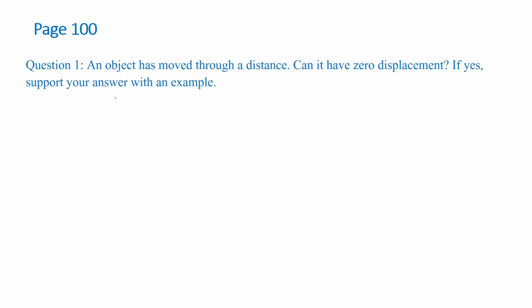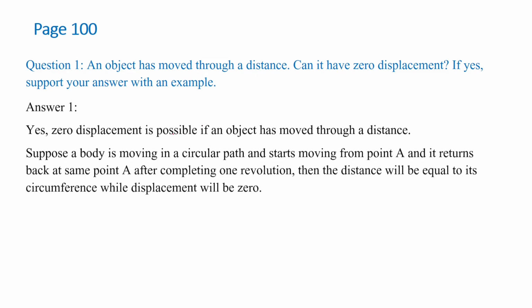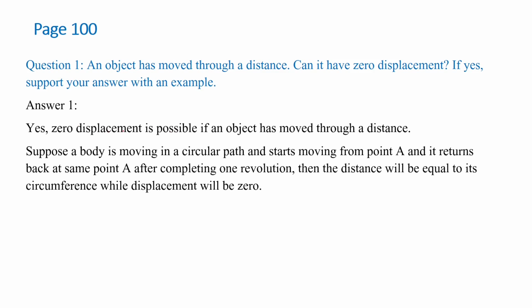Question number 1. An object has moved through a distance. Can it have zero displacement? If yes, support your answer with an example. So as we know, the object can have zero displacement even if it has moved through a distance.